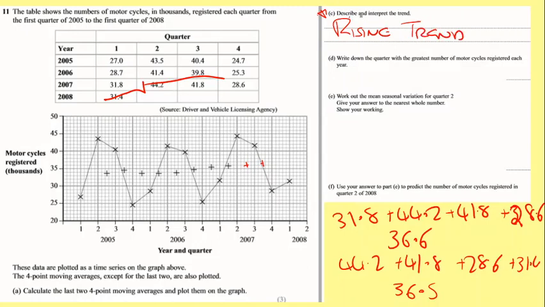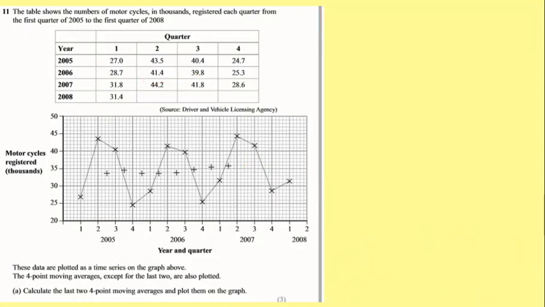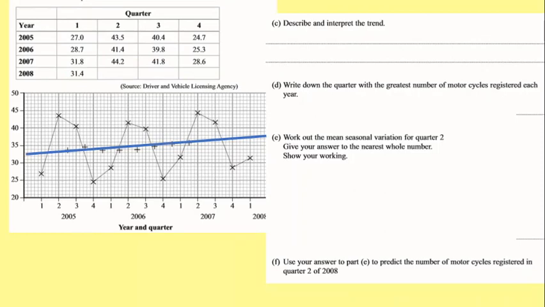Now it says describe and interpret. That's just describing, so I need to interpret it. So I'm going to say as the years pass, the more motorcycles are registered. I'm going to run out of space. And I've now written over question D. Don't ever do that in the exam because you won't get any marks for question D. So I made it a bit bigger. I've drawn my trend line.